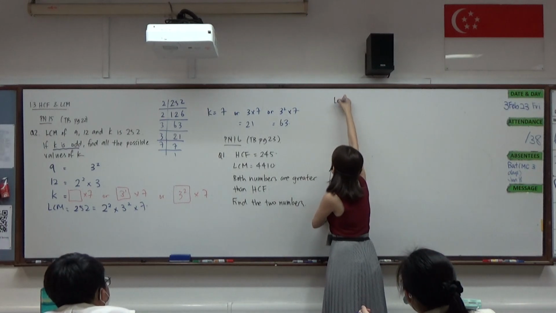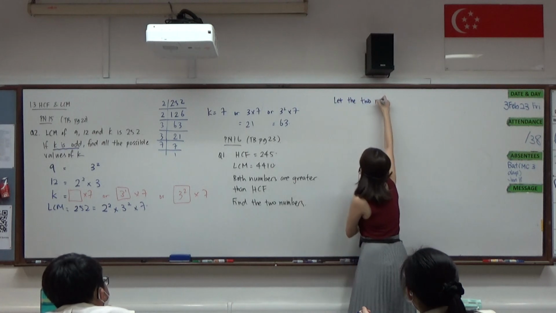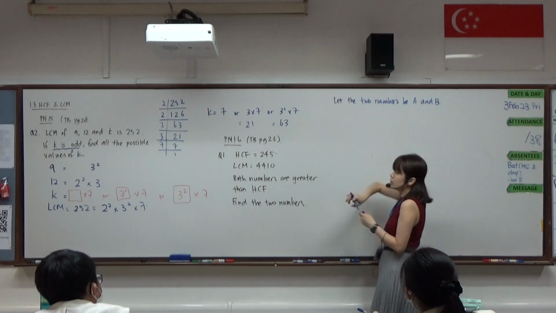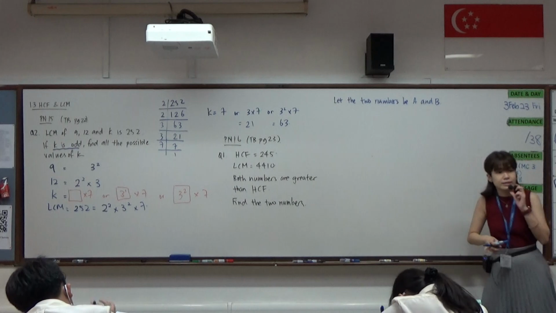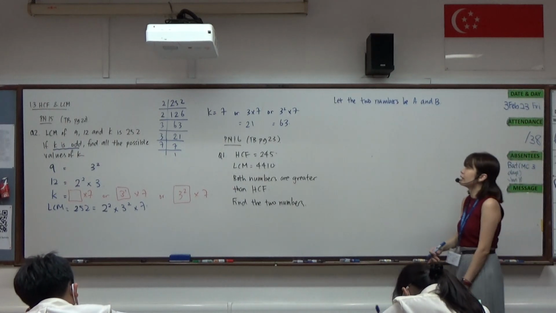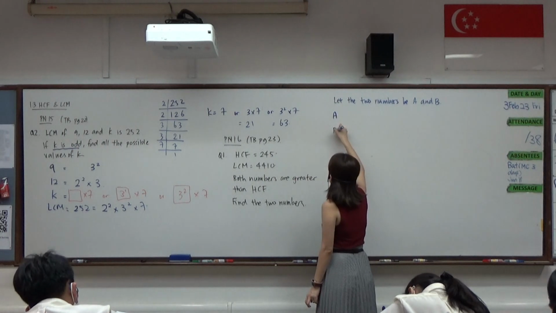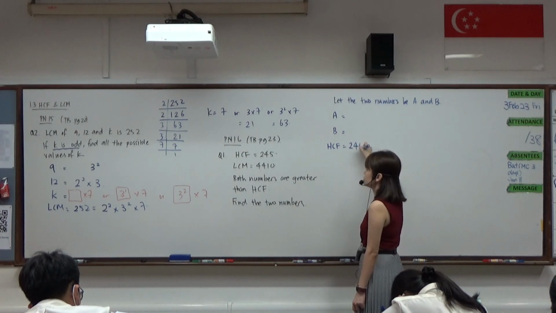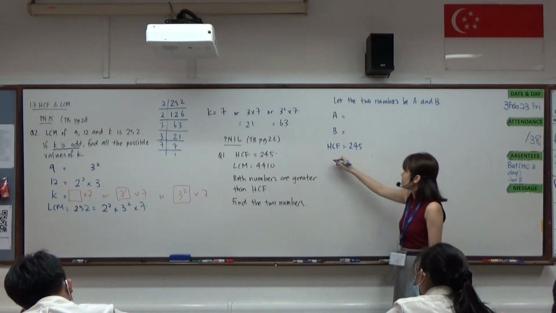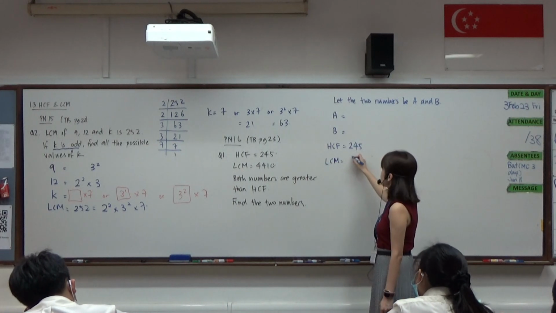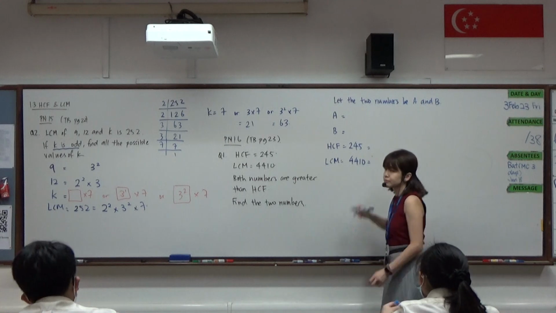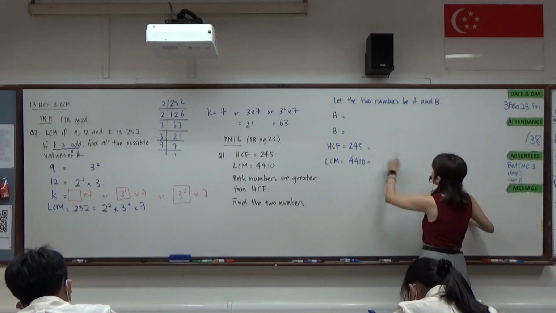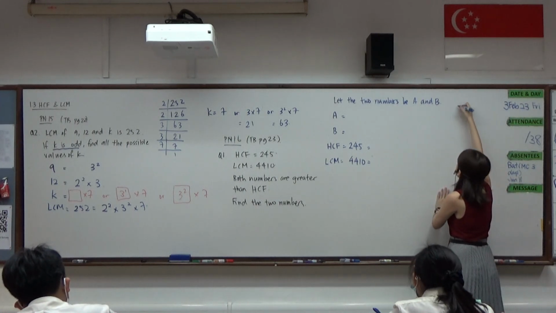Okay, so we let the 2 numbers be called A and B. We need to define what A and B are, so we need such a statement to tell the reader what we're doing. So we have A and B. HCF, we know that it is 245, and LCM, we know that it is 4410. By my prime factorization method, I do my ladder and I will get the prime factors of 245 and 4410.